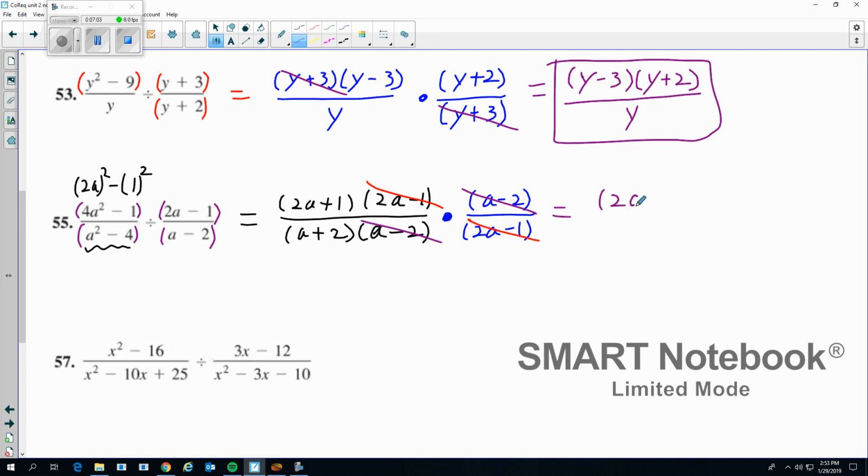So 2a plus 1 all over a plus 2. There you go.